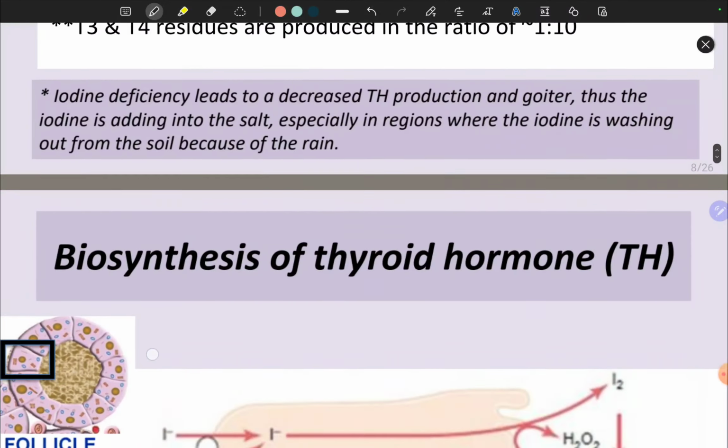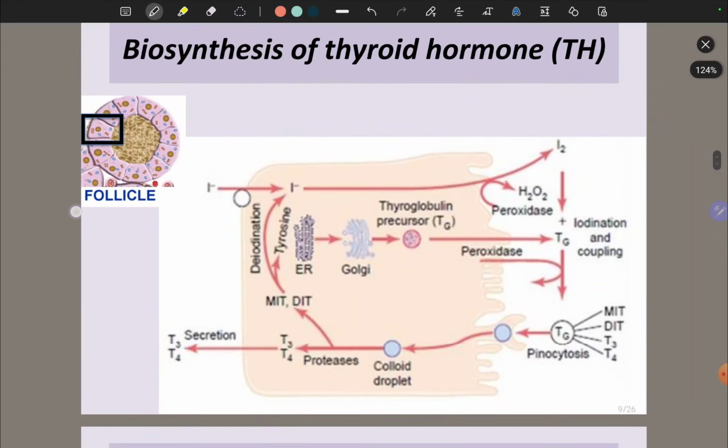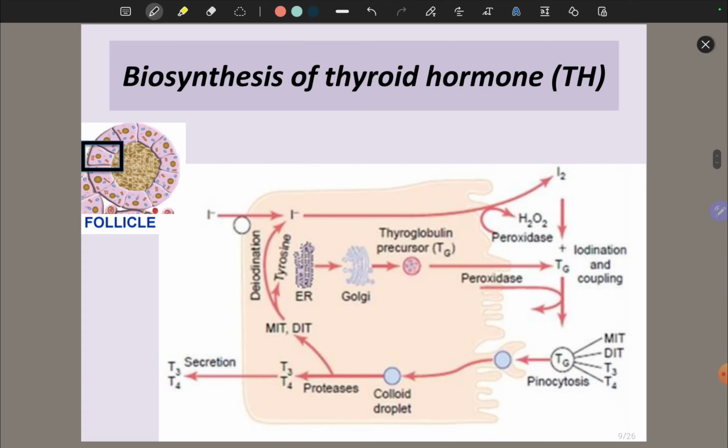We have a follicle and we will take a part of this follicle. See here, the colloid is here. This is a follicle. We take one cell, and this is the colloid.